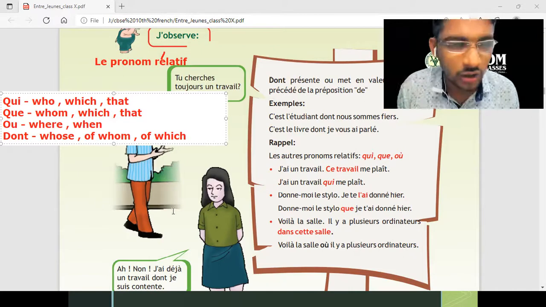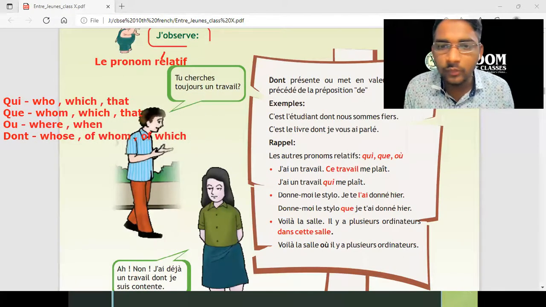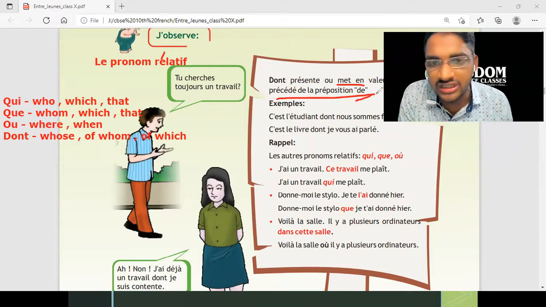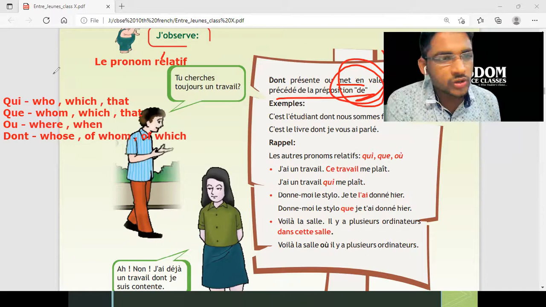Wow, aha. So you can write it down, learn the meaning of this. It will help you. So dont represents a mot de valeur. So dont represents or puts a value in a word preceded by the preposition de. So whenever there's a preposition de, it gives value to it. We'll see what exactly this is. So let me tell you something.